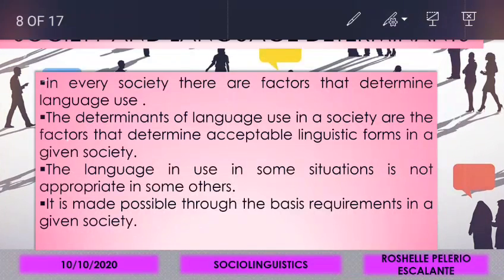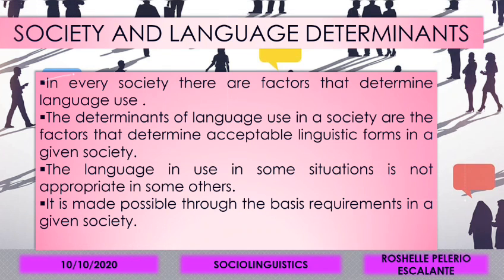So let's now move on to society and language determinant. In every society, there are factors that determine language use. The determinants of language use in a society are the factors that determine acceptable linguistic forms in a given society. The language in use in some situations is not appropriate in some others. It is made possible through the basic requirements in a given society.